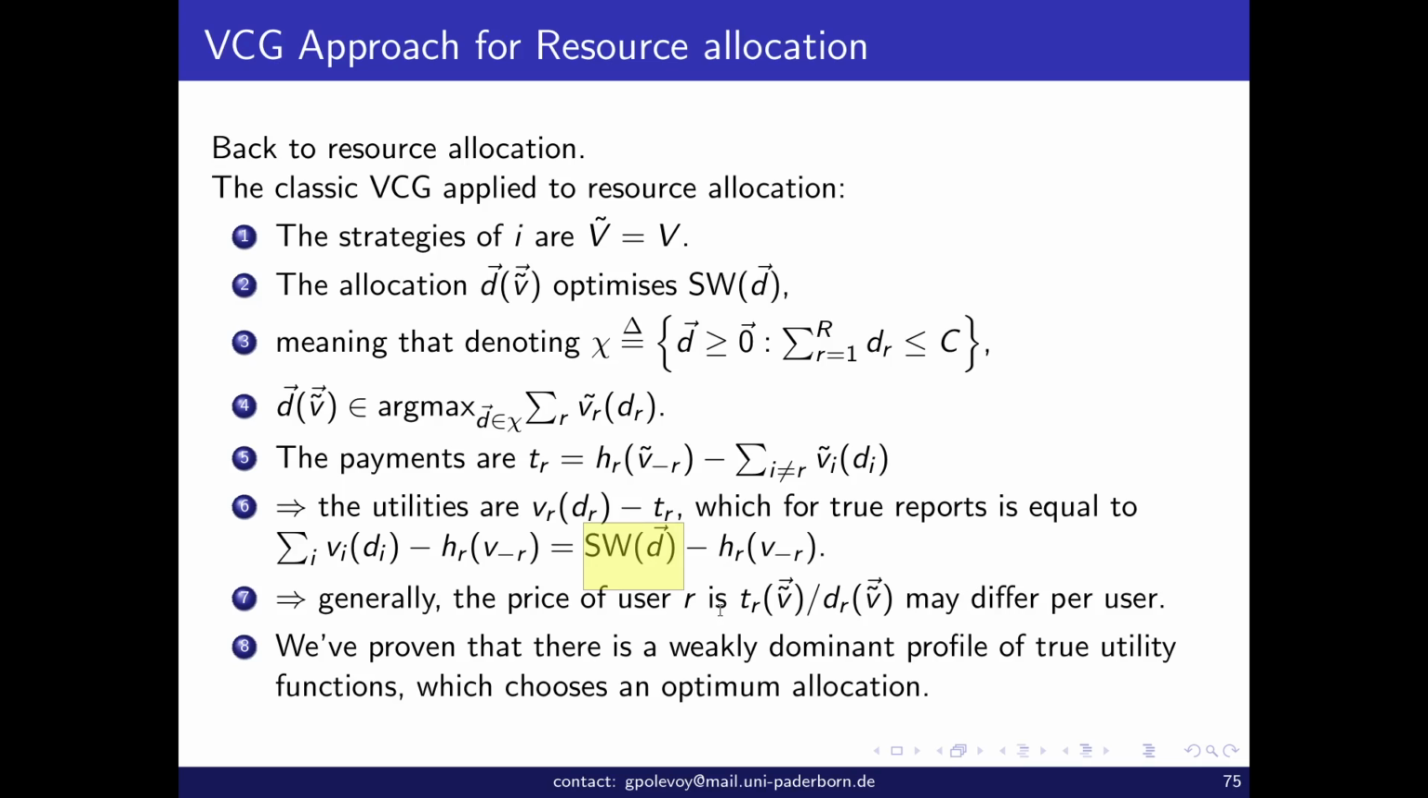Now this payment divided by the allocated amount in the mechanism may differ in general per user. Eventually, different users may, in this sense, obtain different prices. So this ratio may differ from user to user. Usually it will be something, but it may differ from user to user.